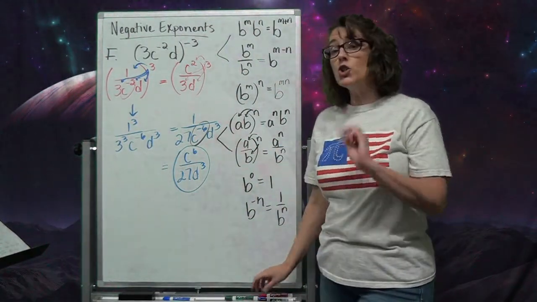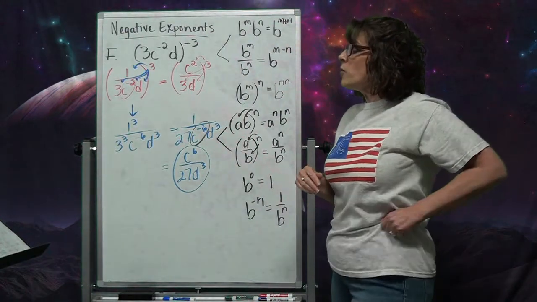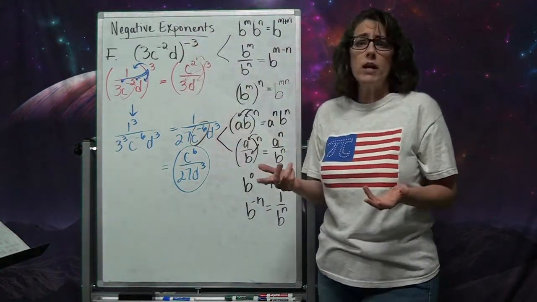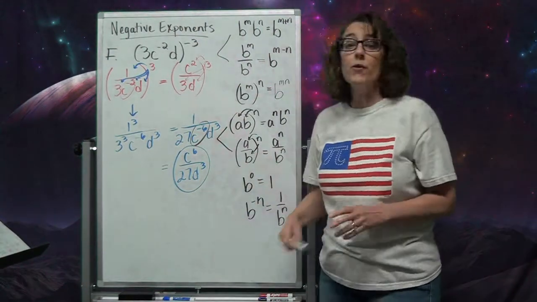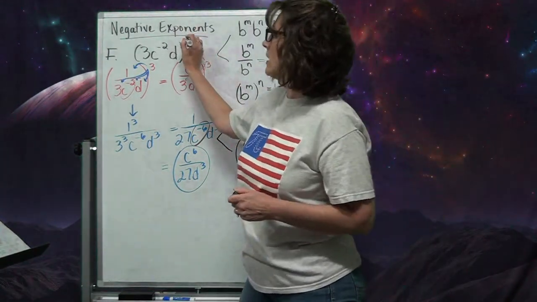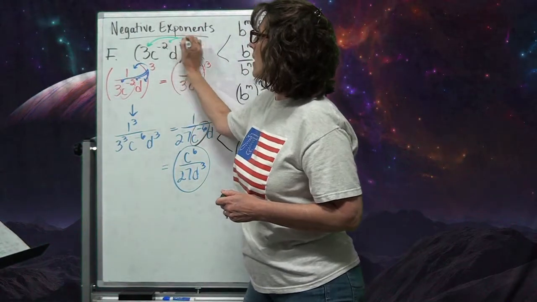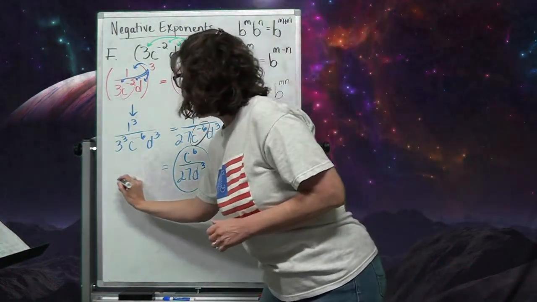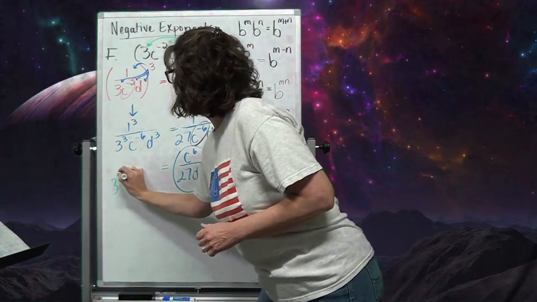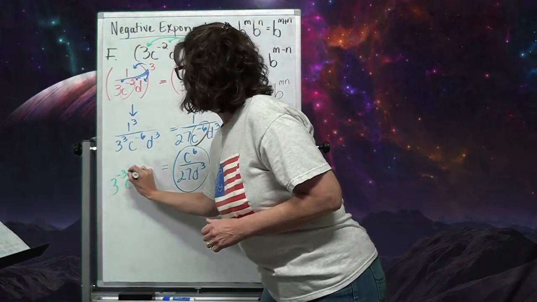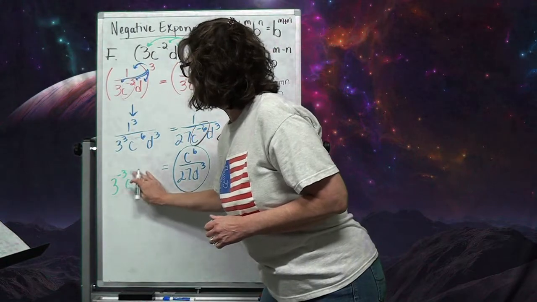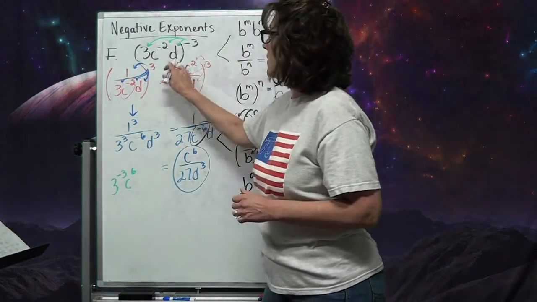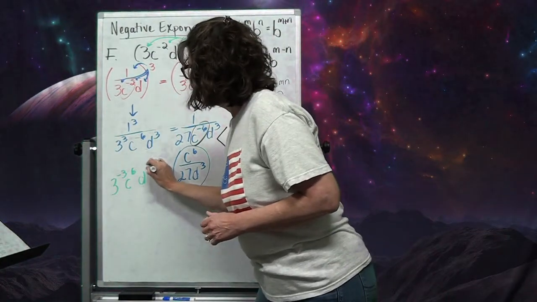Now, that's two ways of doing this. Another way to do it is to say, well, hold on a second. Right here, I would just go ahead and distribute the power. And that's perfectly fine. So I'm going to go ahead and distribute the power to every single factor that's inside. Now, when I do that, I'll get 3 to the negative third, c to the positive 6th, because negative 2 times negative 3 is positive 6, and then d to the negative third.